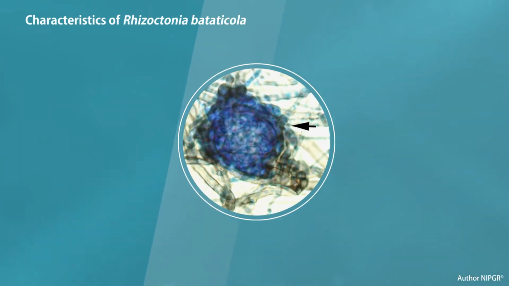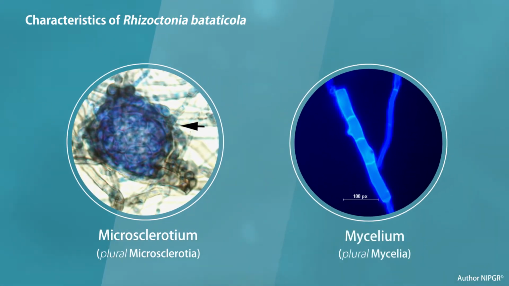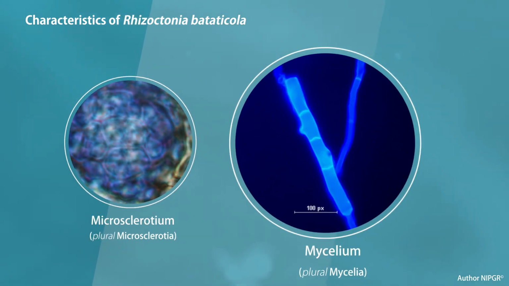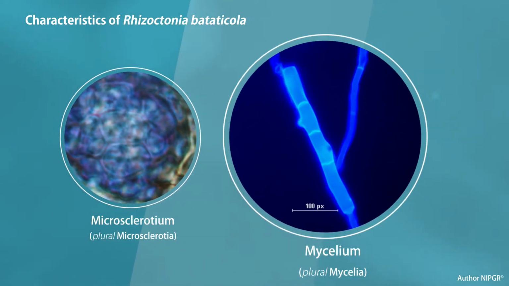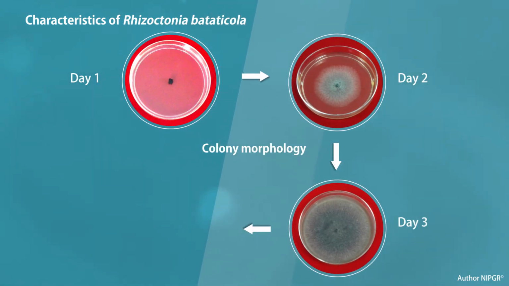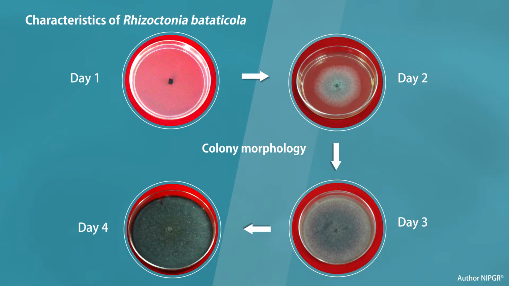Rhizoctonia bataticola produces microsclerotium and mycelium. Microsclerotium is a dormant structure, wherein the cells are cemented together in a heavy melanin-pigmented gelatinous matrix. Mycelium is a vegetative structure. Under laboratory conditions, the fungus can be maintained in potato dextrose agar media in Petri plates.